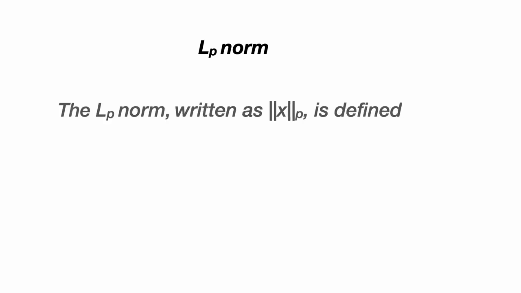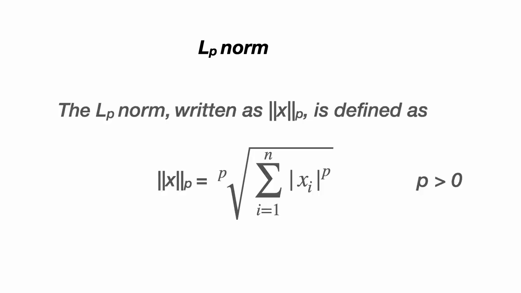The LP norm of a vector x, written as two sets of vertical parallel lines with a subscript p, is defined as the sum over the components of x of the pth power of the absolute value of the components, and then taking the pth root of that sum. We also must have that p is greater than 0.